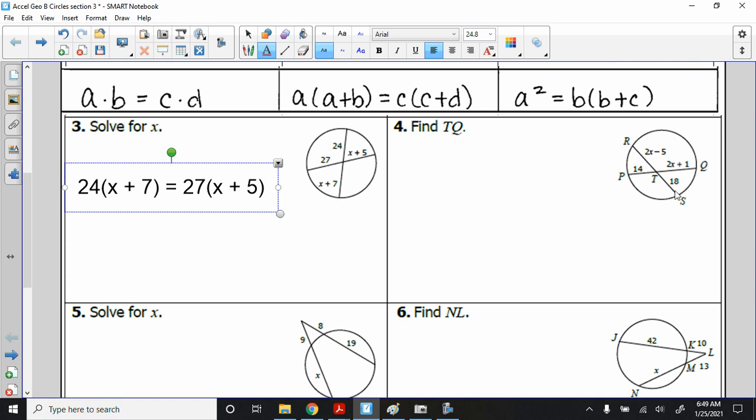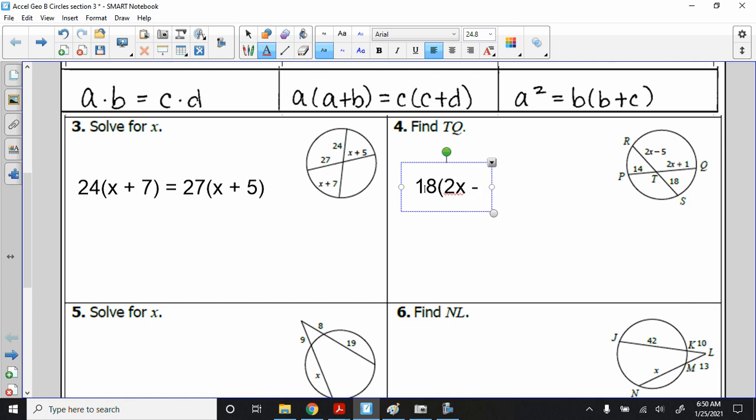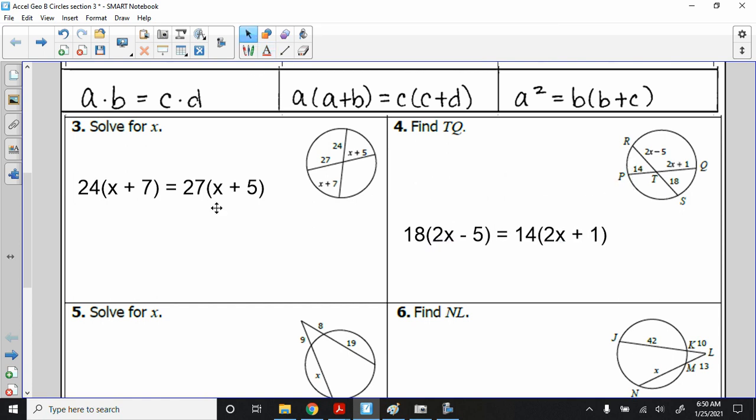Same thing here. I like to put the whole number first, so it'd be 18. From S to R, it'd be 18 times 2x minus 5. So it'd be another distributive property, equals 14 times 2x plus 1. So there is type 1. There's your two examples of type 1.